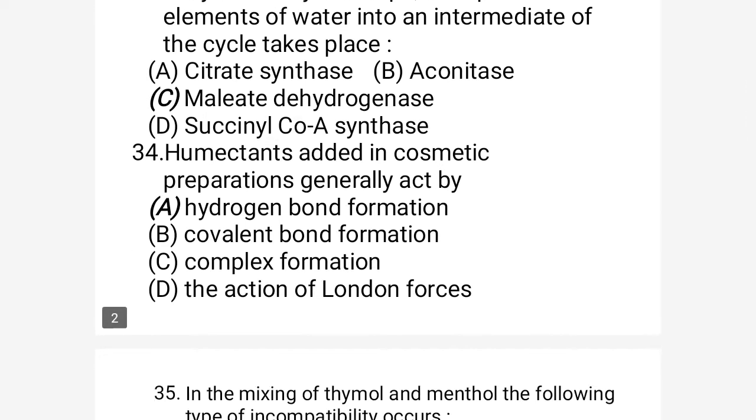Okay, so next, question number 34. Humectants added in cosmetic preparations generally act by. So what is a humectant? A humectant is any component that can give humidity to any component. So when added in cosmetic preparations, it gives humidity to the cosmetic preparations. And how does it act? By hydrogen bonding formation, covalent bond formation, complex bond formation, and London forces. So the correct option is hydrogen bond formation. So option A would be the correct one for question number 34.